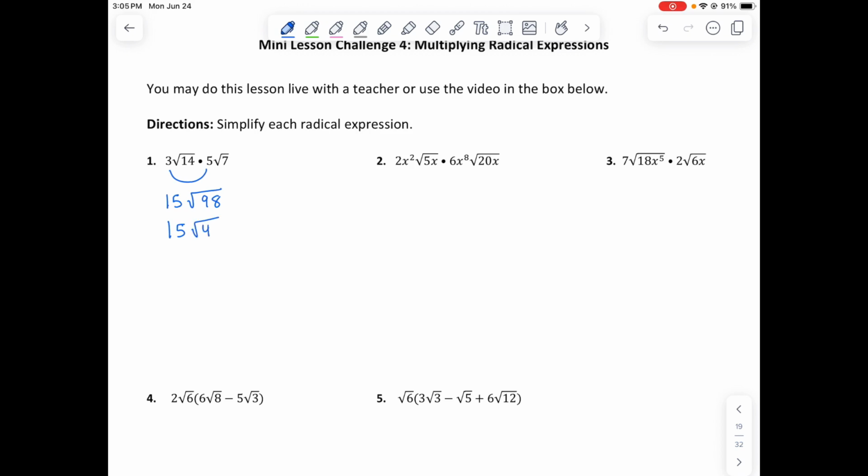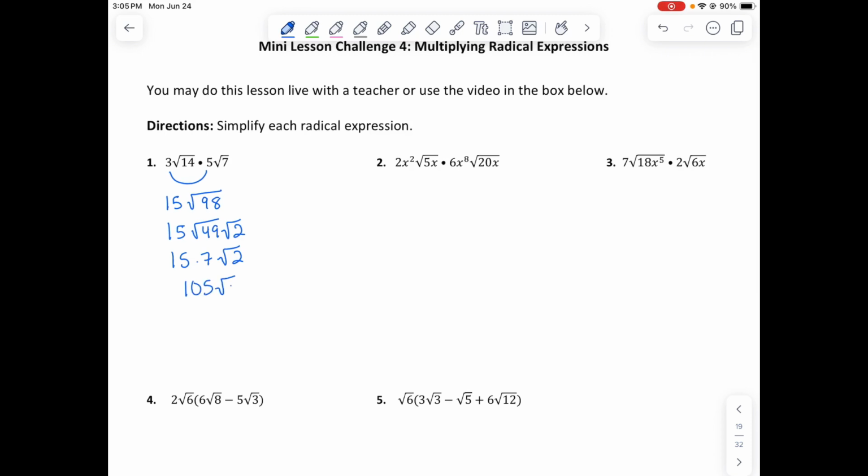So I have the square root of 98 is 49 times 2. So I have 15 times 7 root 2, and 15 times 7 is 105 root 2. And I do have a calculator handy for this. One thing to note is that I may not have ever written that 98 there.